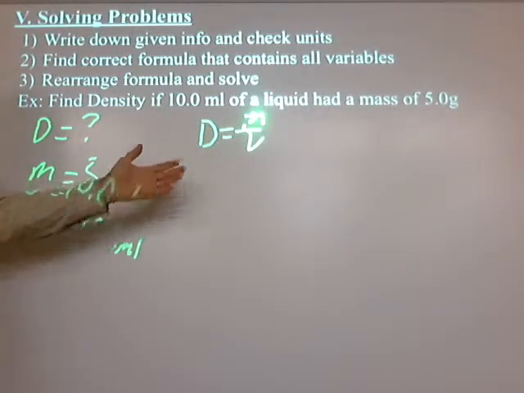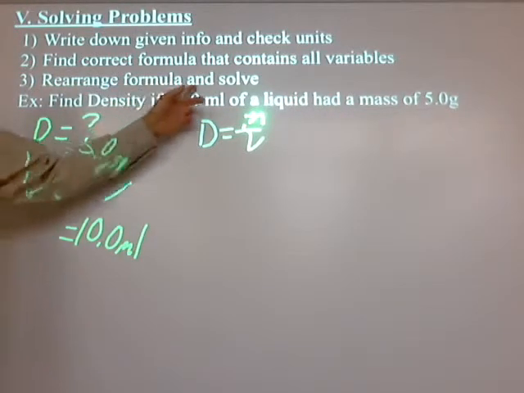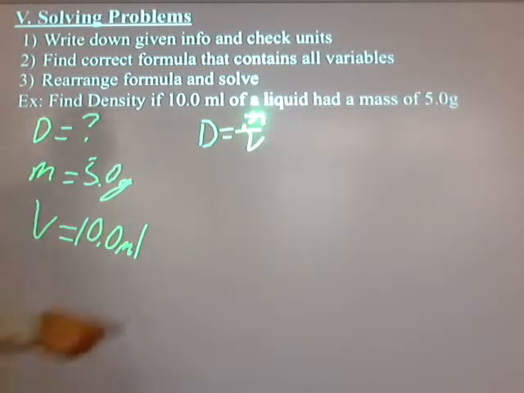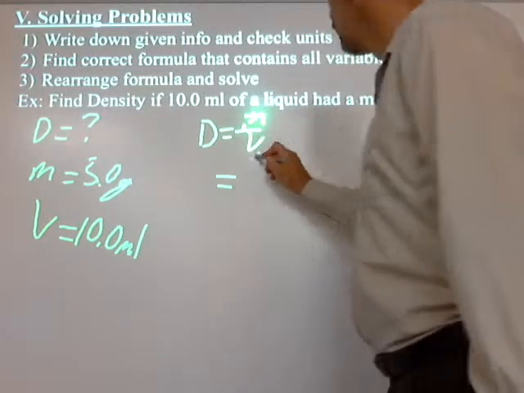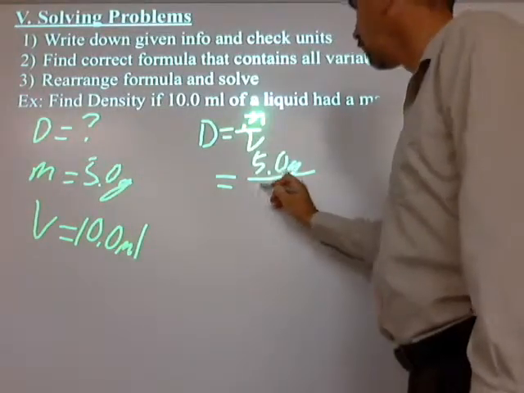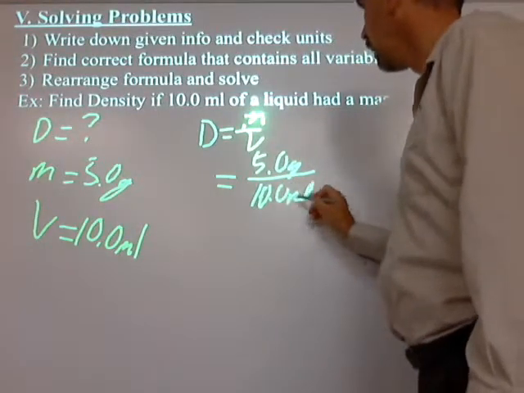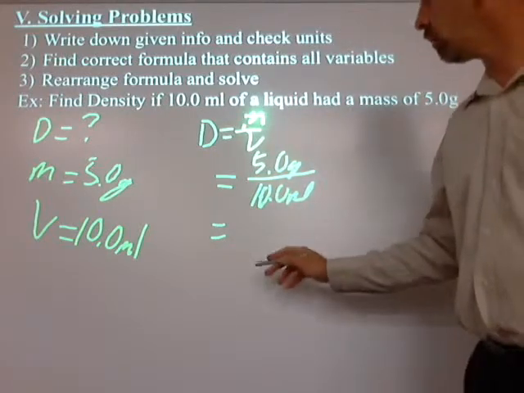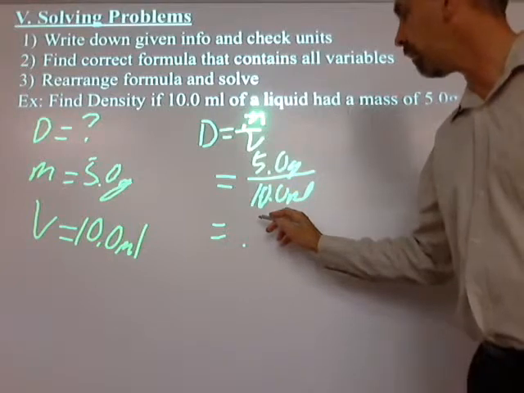And here, it's not. By the way, rearranging and solving. Do I need to rearrange this, or is it already set up the way it's supposed to be? Yeah, I'm good. So I just plug them in. 5.0 grams over 10.0 milliliters. And I get the answer we knew we were going to get, 0.5.